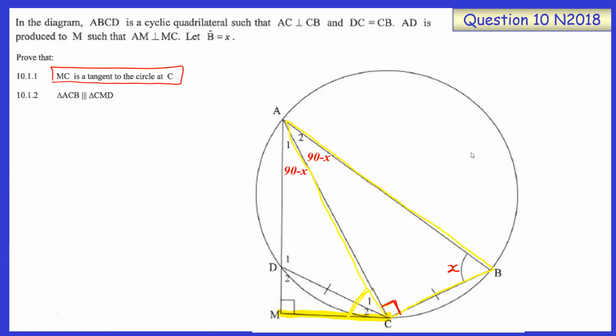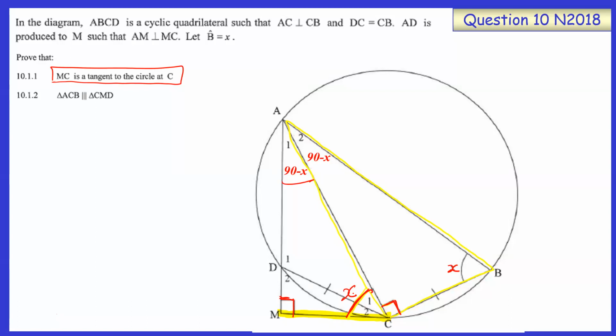Now, remember what is my goal? My goal is to get to C1 and C2. Always remember what my goal is. Now look at the right angle triangle I just showed you. Can you pick it up now? What will C1 plus C2 be equal to? That's 90 minus X. Therefore, this angle has to be 90. And we just proved it.